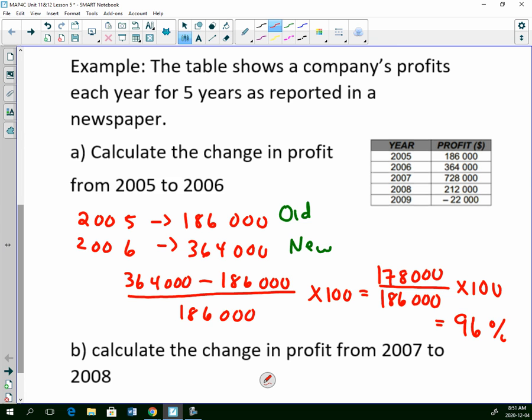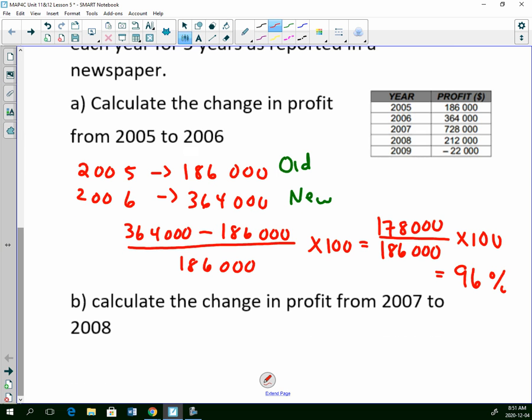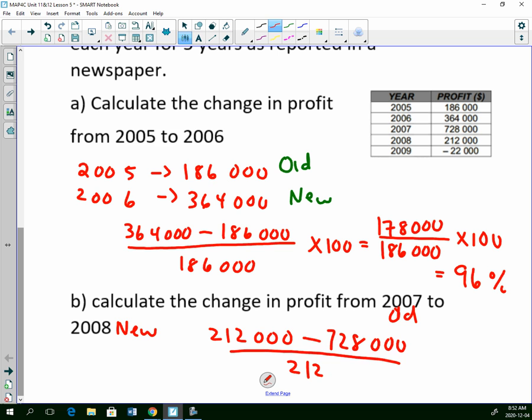Change in profit from 2007 to 2008. So this is the old value. This would be the new value. So we're going to take the new value in 2008 is 212. Subtract the old value. Old value is 728. And then divide by the original old value. So I can see that the profits have gone down from 2007 to 2008. I went from 728,000 to 212, so it's going to be a negative value, right? Because it's gone down.